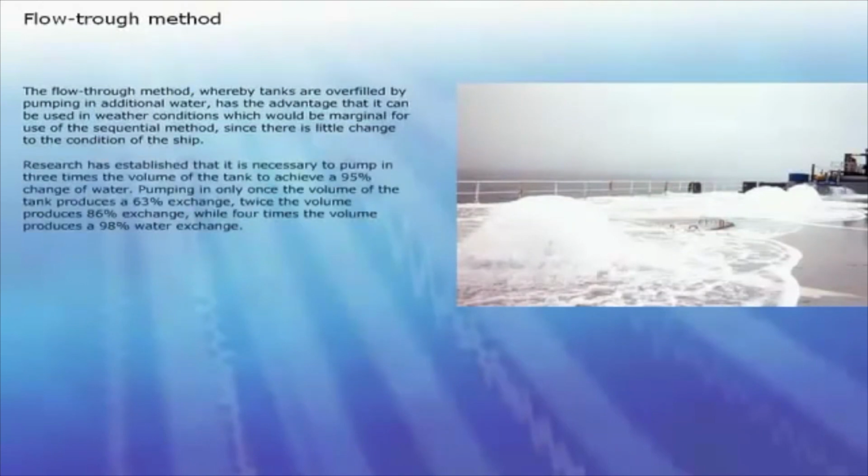The flow-through method, whereby tanks are overfilled by pumping in additional water, has the advantage that it can be used in weather conditions which would be marginal for use of the sequential method, since there is little change to the condition of the ship. Research has established that it is necessary to pump in 3 times the volume of the tank to achieve a 95% change of water. Pumping in only once the volume of the tank produces a 63% exchange. Twice the volume produces 86% exchange, while 4 times the volume produces a 98% water exchange.